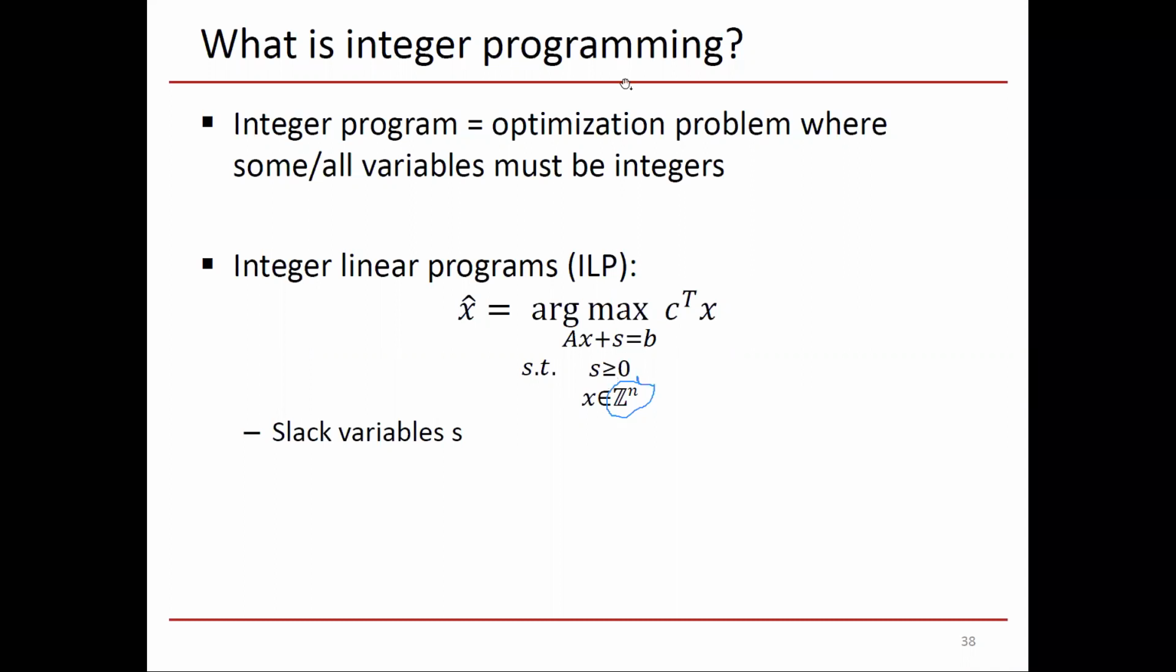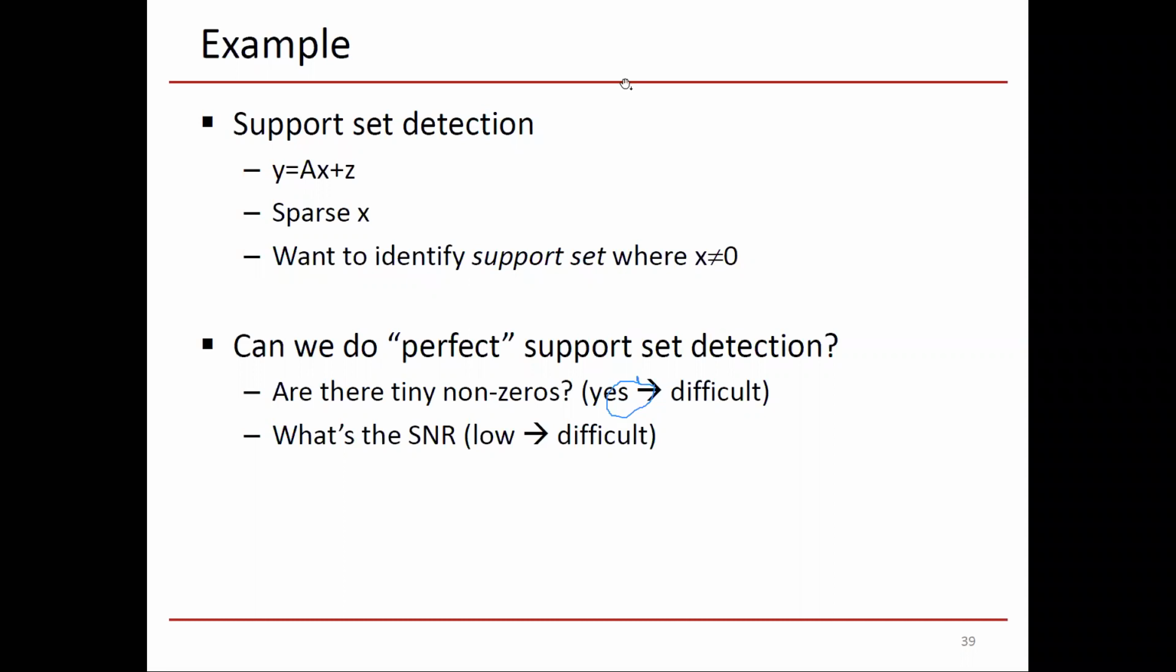All right, so again, why can this be useful? Let's talk about an example, and our example will be support set detection. Y equals AX plus Z, and we're searching for a sparse X. What does sparse mean? Sparse means that we're searching for a solution X to Y equals AX plus Z such that the large majority of the values in X are 0.